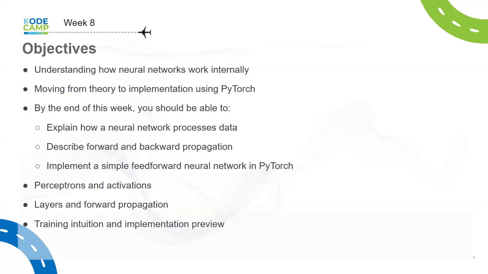So, here we go. The question is, why do we even need neural networks in the first place? Why do we go beyond just using a linear model?